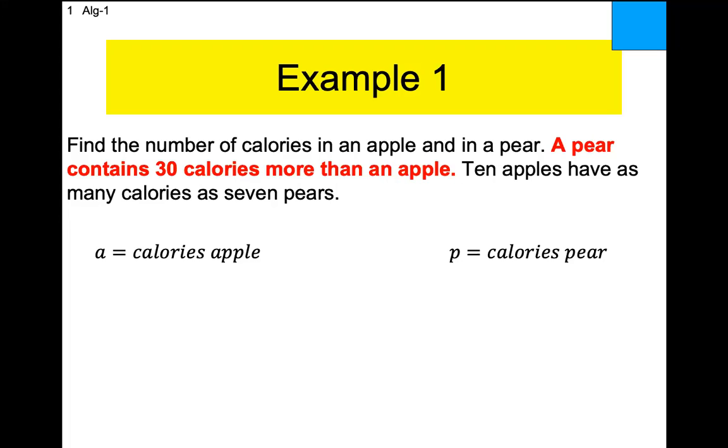Because it says a pear is 30 more. So how do you force it to be equal? Minus 30 on this side. We're going to use subtraction, but not on both sides. Just on one. Think about it.